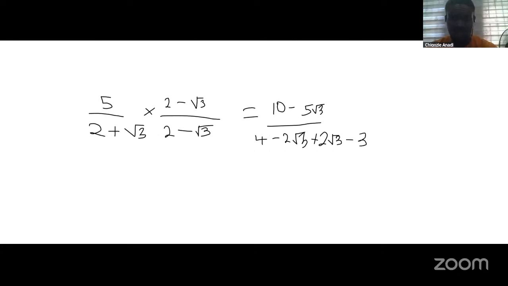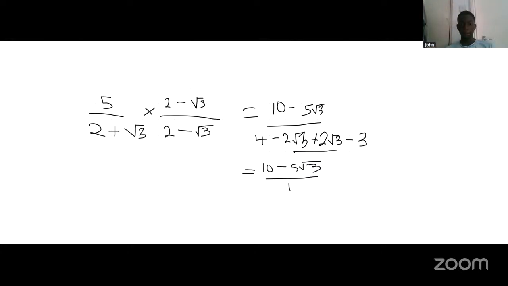So we're left with 10 minus 5 root 3 all over 4 minus 3, which will give us 1. And you know that anything all over 1 will give you that particular number back, right? Yes, sir. Very good. So where did your error come from when you were calculating?